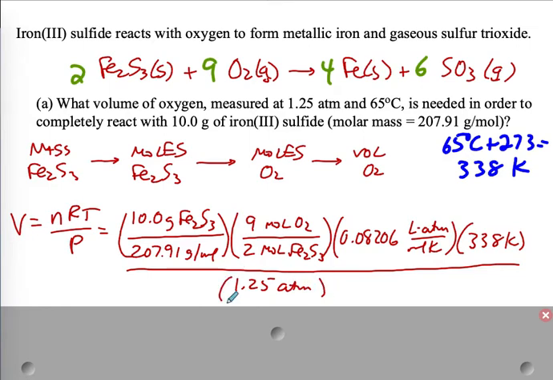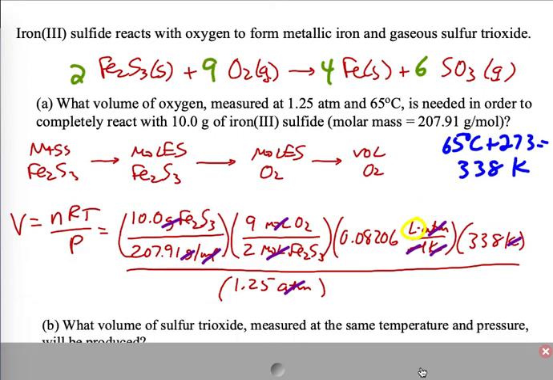Hey, let's do some unit conversion just for fun. Grams of iron 3 sulfide cancel grams of iron 3 sulfide. Moles of iron 3 sulfide cancel moles of iron 3 sulfide. Moles of oxygen cancel moles of oxygen. Kelvin cancels Kelvin. Atmospheres in the numerator of R cancel atmospheres in the denominator. That leaves me with units of liters, which is what I expect for volume.